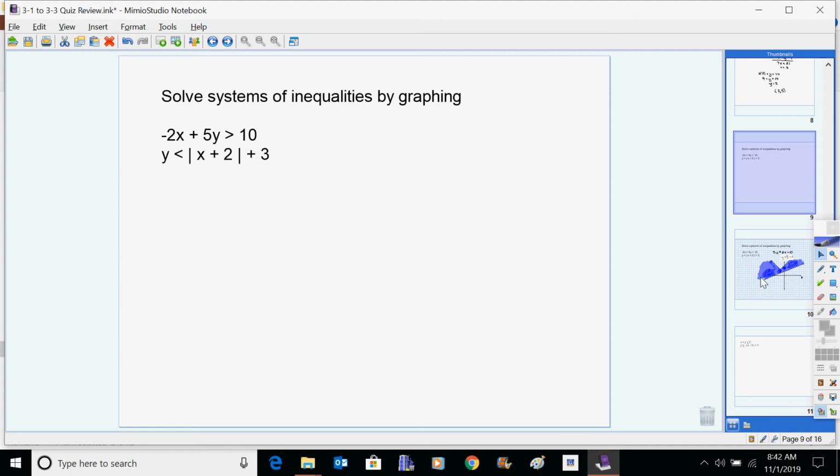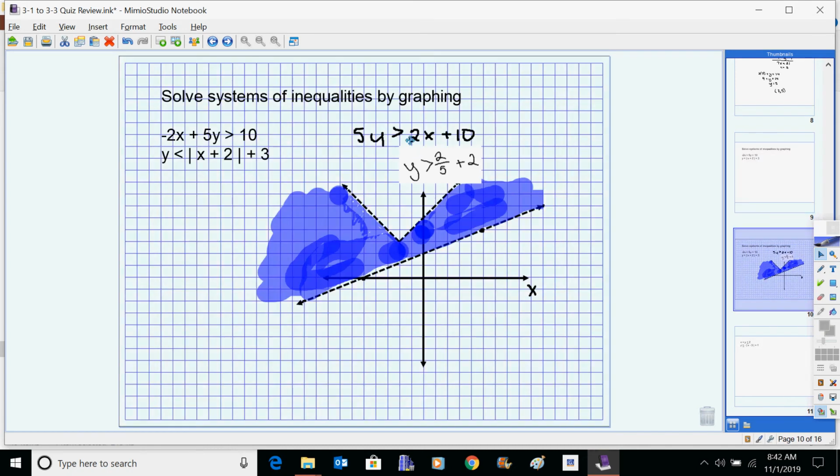And just as a really short version of that, when you get y by itself here, you have to add 2x to both sides, then divide by 5, and we get y equals 2/5 x plus 2. Here's our 2, up 2 over 5. Dashed line because there's no extra little thing underneath. And greater than is the region above.